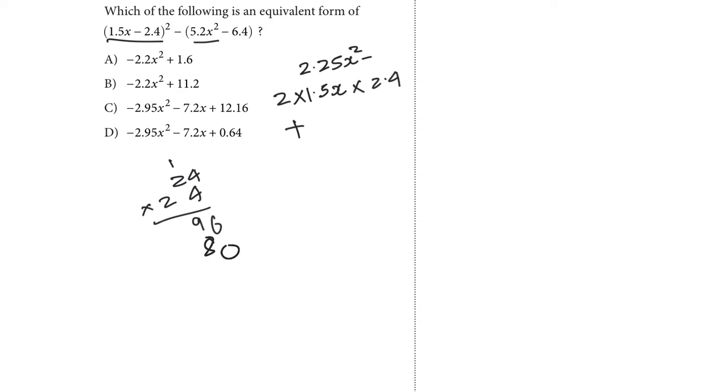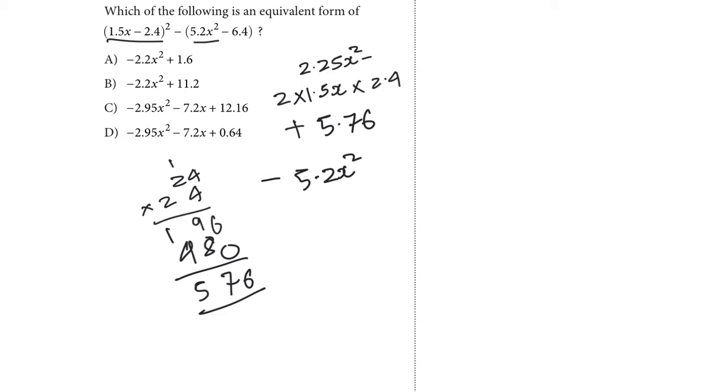Okay, 2 4 is 8, 2 4 is 4, right? 6, 17, 15, 576 plus 5.76 minus 5.2x squared plus 6.4. So let's just look at the x squared right now. So we just have this, and I'm guessing I made a mistake in my calculation somewhere, but that really doesn't matter. Let's just look at the options right now.